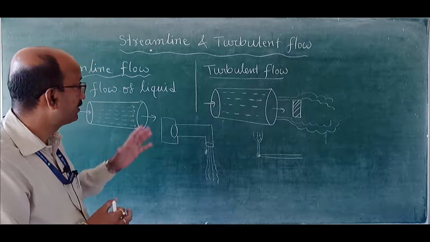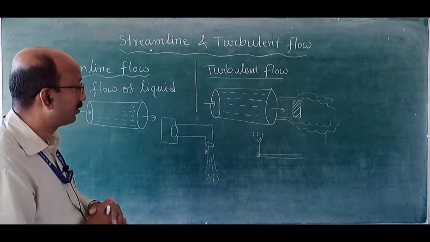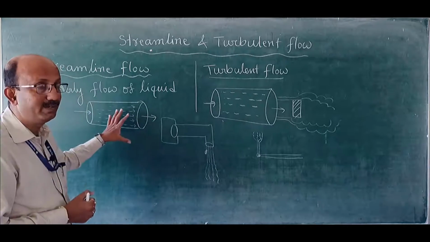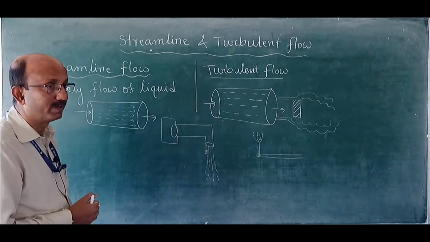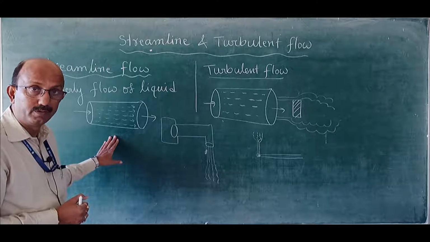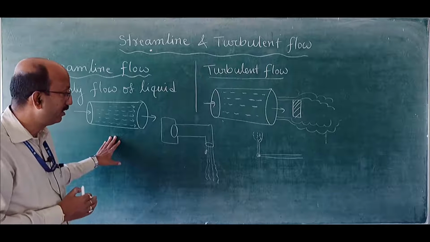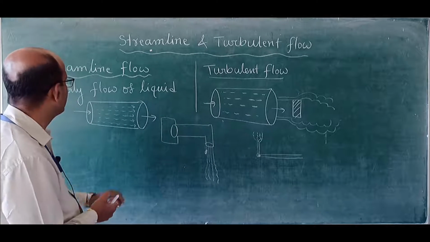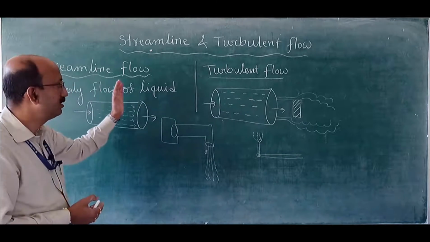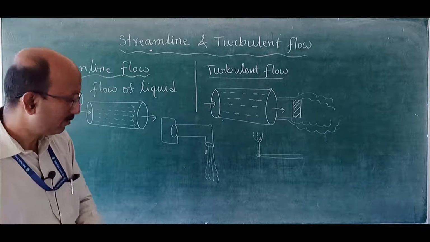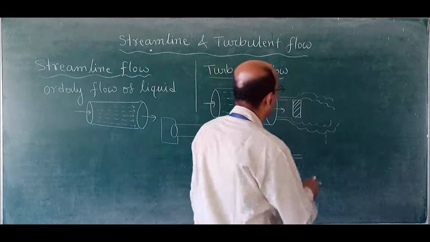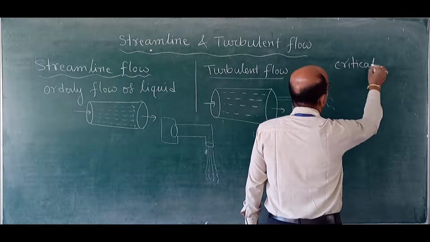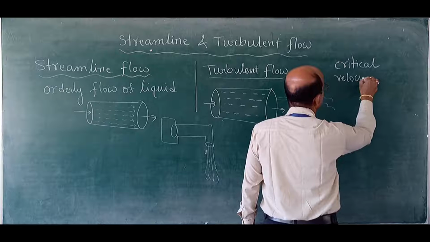So these are some examples of streamline and turbulent flow. In this chapter we will basically be dealing with the streamline flow. Streamline flow is also known as laminar flow of liquid. That is the other name of streamline flow. Now what causes the flow of a liquid to be streamline or turbulent? There is a term called critical velocity of liquid.